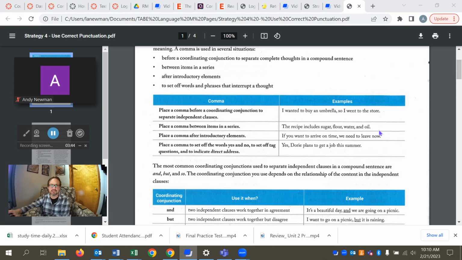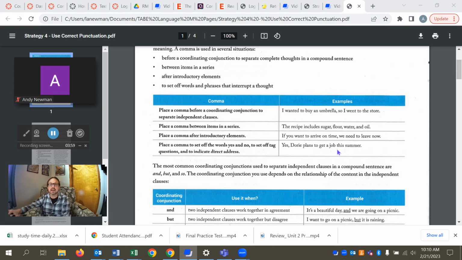While it's not a rule, it is a strong suggestion, and most standardized testing programs, whether it's GED, TABE, ACT, want you to observe the Oxford comma like it's used here.